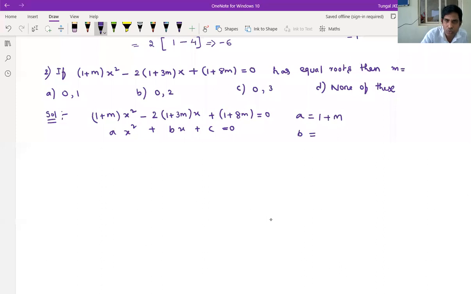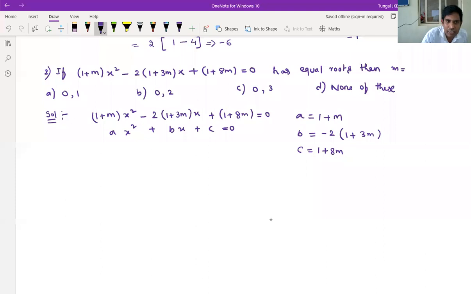b is equal to minus 2 into 1 plus 3m. Along with the sign, we have to take just the x coefficient. Observe the x coefficient b: minus 2 into 1 plus 3m. And the c value, what is c? Nothing but 1 plus 8m. So these are the a, b, c values.